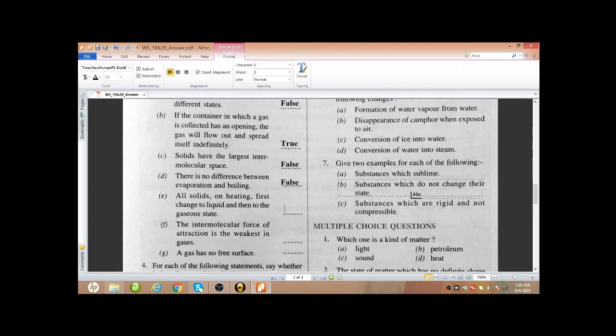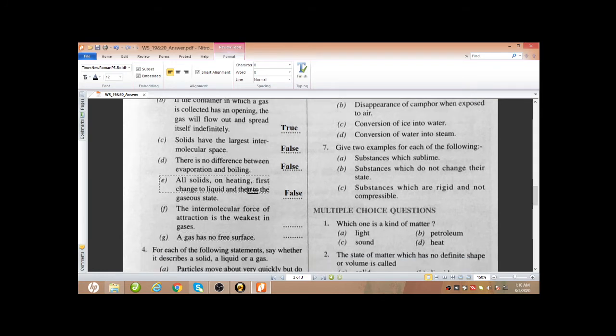Next, all solids on heating first change to liquid and then to the gaseous state. So this is false, because all solids will not do the same. There are certain substances which we call sublimable substances, the substances which sublime, like camphor, naphthalene or iodine. On heating, they go directly from solid state to the gaseous state without passing through the liquid state. So this is false. All solids will not do the same.